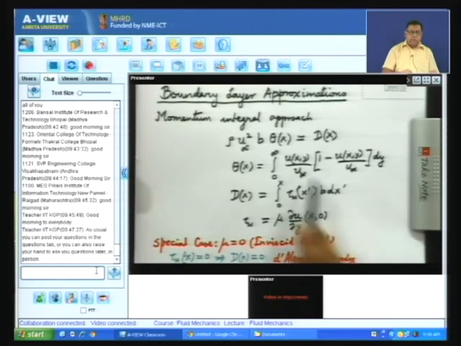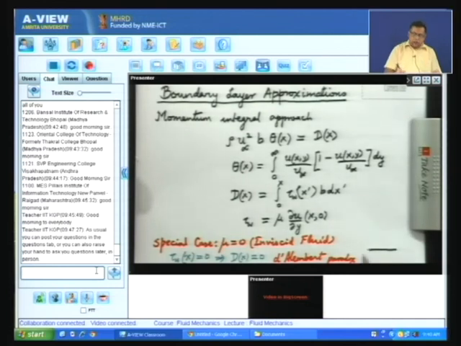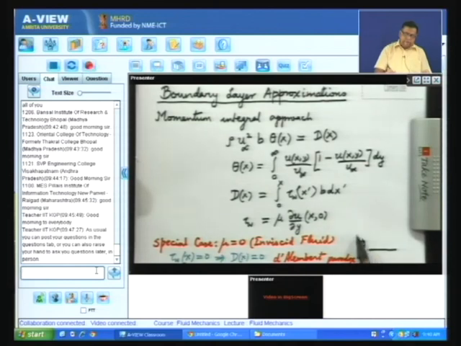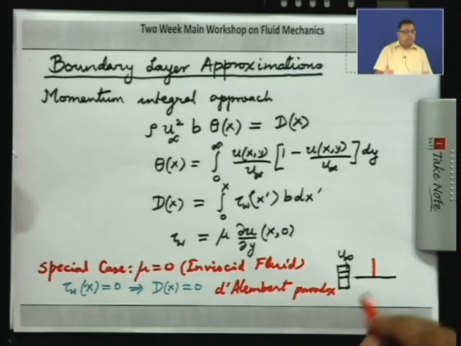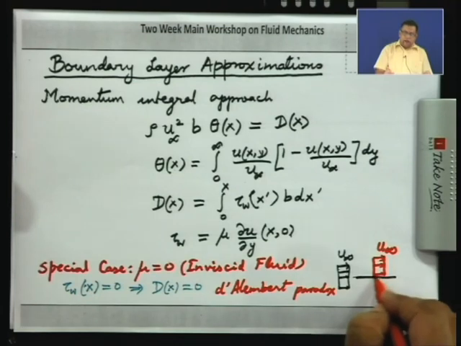Now, if you look at this expression for theta, which is the momentum thickness, if this is your plate and upstream you have a uniform flow. If it is an inviscid fluid, it will slip along the plate, and if I look at the velocity profile at this section, it will be the same profile, uniform with the value of u infinity even at the wall. For a viscous fluid, the velocity at the wall will be 0. For an inviscid fluid, it can be non 0.